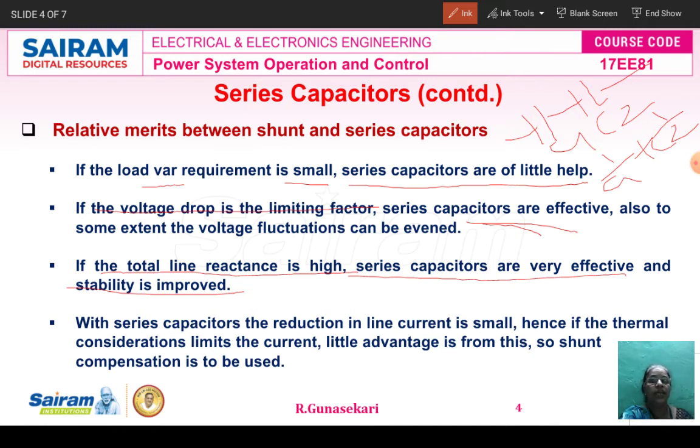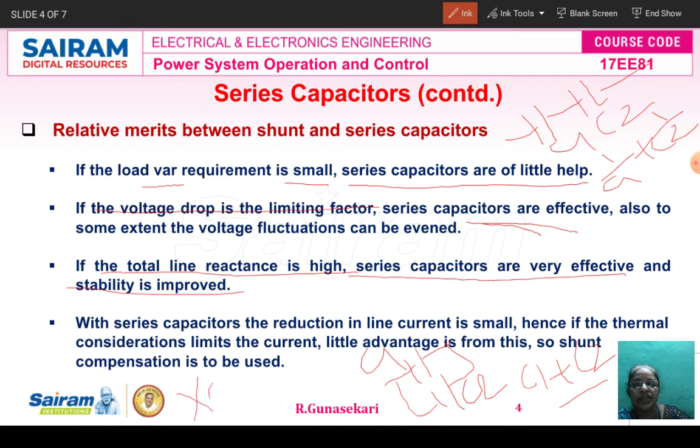But if the capacitors are connected in parallel, this is C1, this is C2, then the equivalent is C1 plus C2, and the capacitive value increases. Because the capacitive reactance Xc is equal to 1 divided by 2 pi f C. If the capacitance increases, the reactance decreases. That's why the capacitors are not connected in parallel.